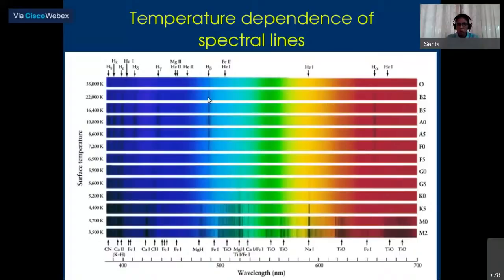But once you start going towards the hotter spectral types, you see that even hydrogen decreases, and you see mostly ionized helium, for example. If you have an even better spectrometer and a large telescope, then you should also be able to see the silicon absorption lines, as we have just seen.